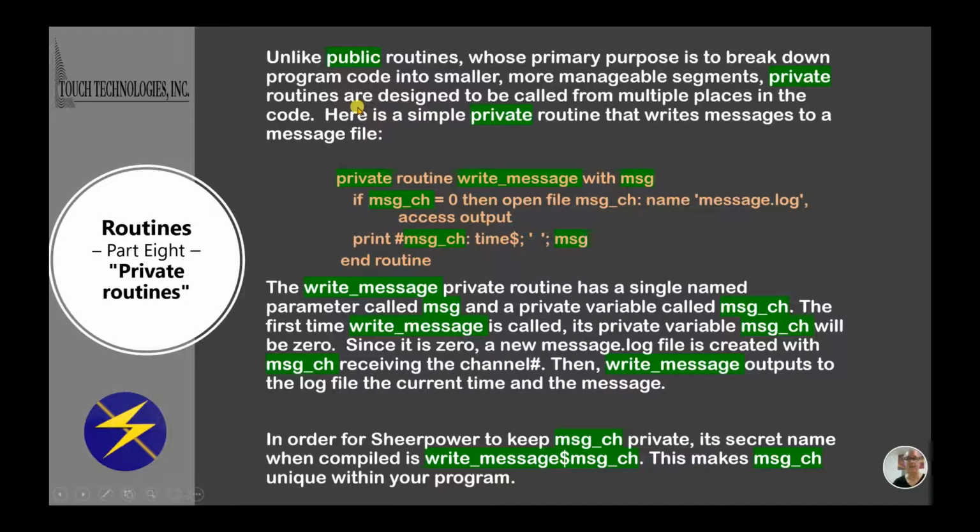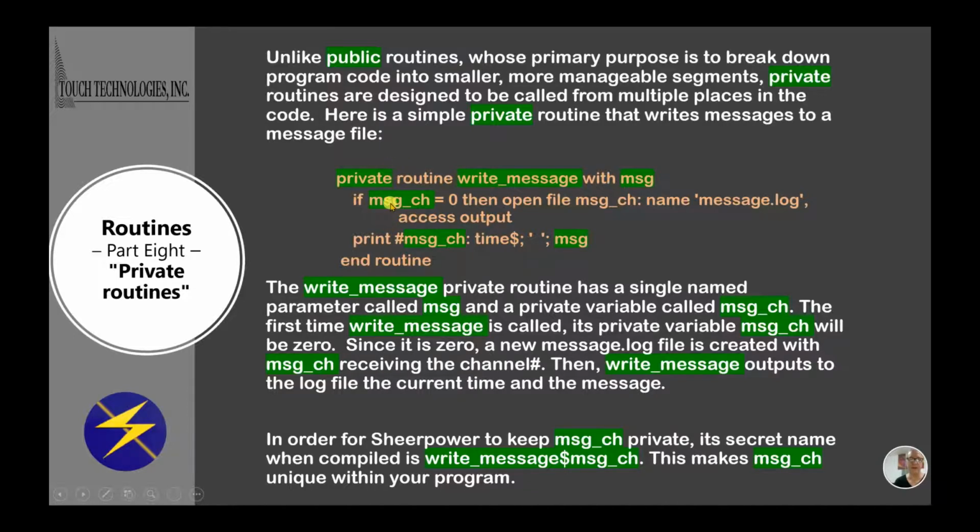And here's an example of a private routine that writes messages to a message file. So we put the word private on the front, routine, name of the routine, write message, with, this means we have an input parameter coming in, with MSG. And right here I have a reference to a variable. Now you'll notice this variable name doesn't exist anywhere outside of here.